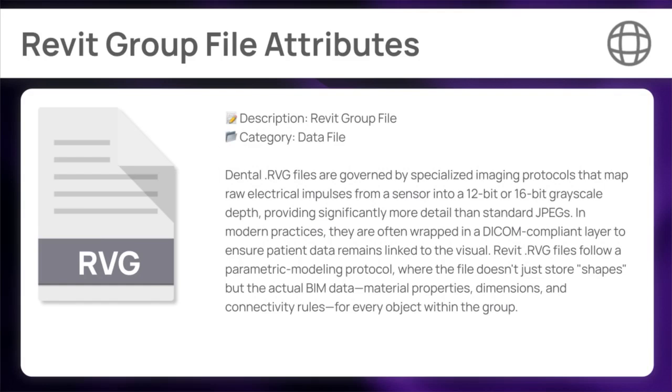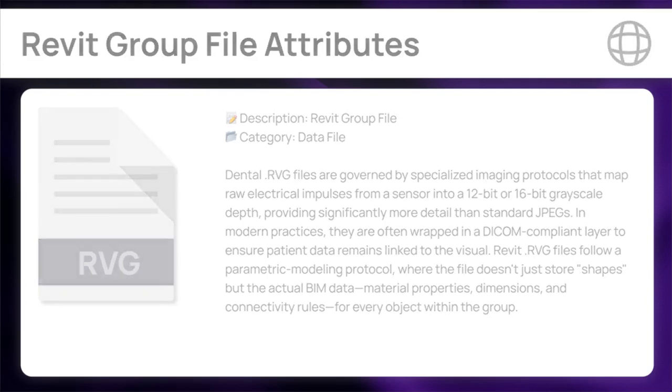In modern practices, they are often wrapped in a DICOM-compliant layer to ensure patient data remains linked to the visual. Revit RVG files follow a parametric-modeling protocol, where the file doesn't just store shapes, but the actual BIM data, material properties, dimensions, and connectivity rules for every object within the group.